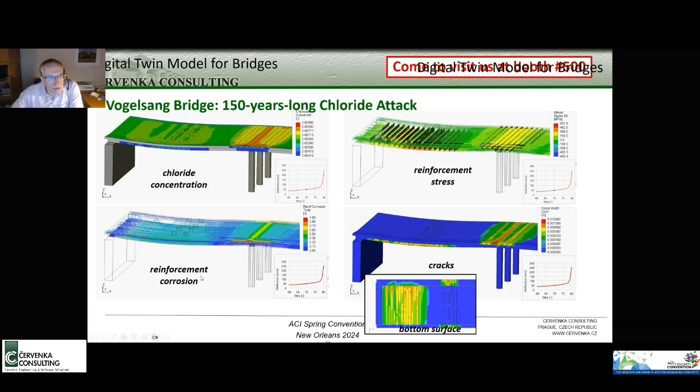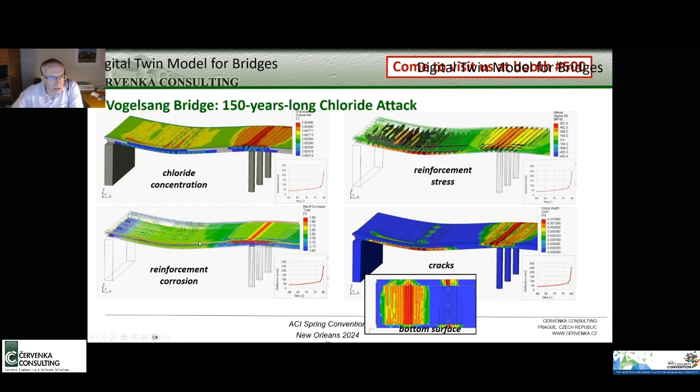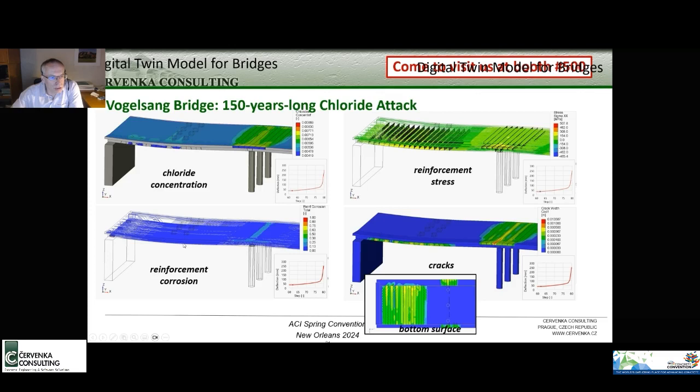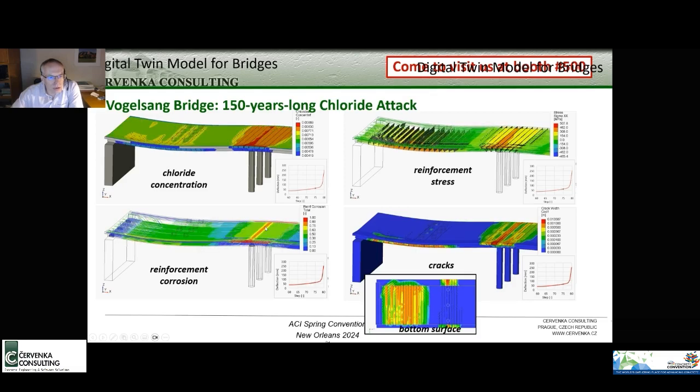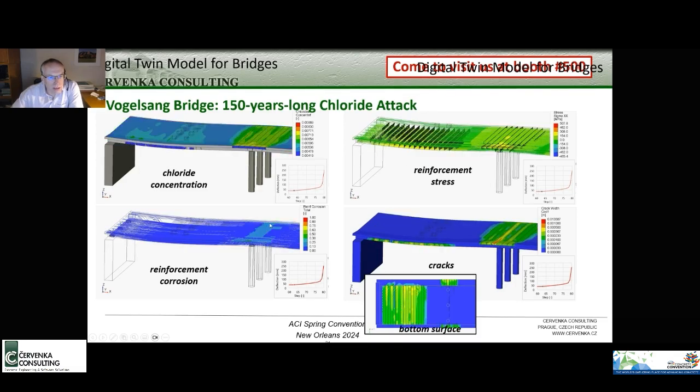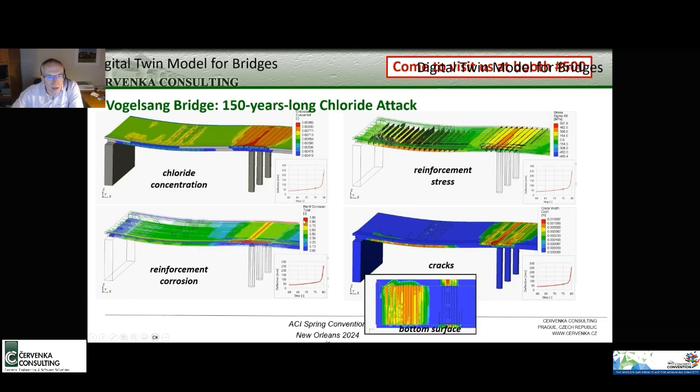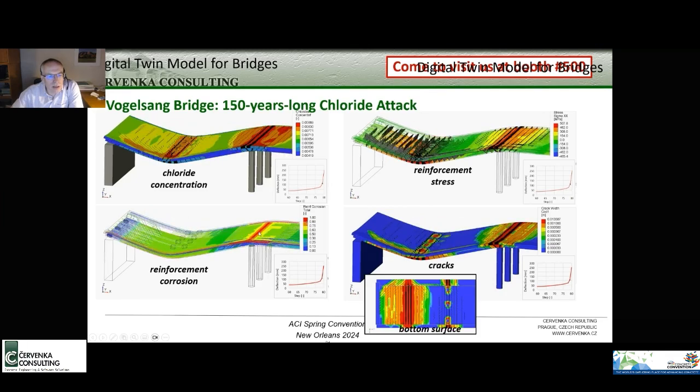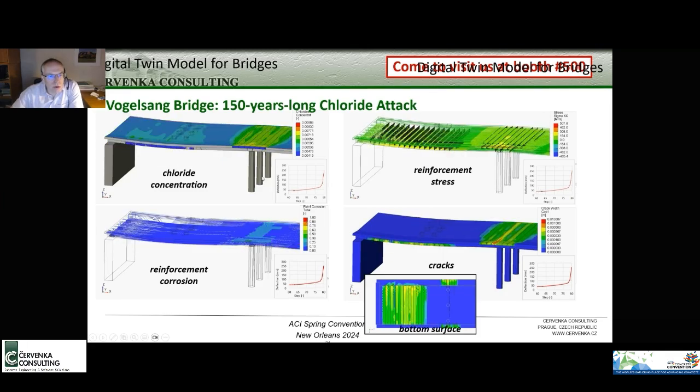So this bottom left figure shows how it affects the corrosion of the reinforcement. So the blue is the intact reinforcement, and as the time goes, you see corrosion development in the reinforcement, and again you nicely can see how we have higher corrosion levels. The highest corrosion is this red color at the areas of the cracks.